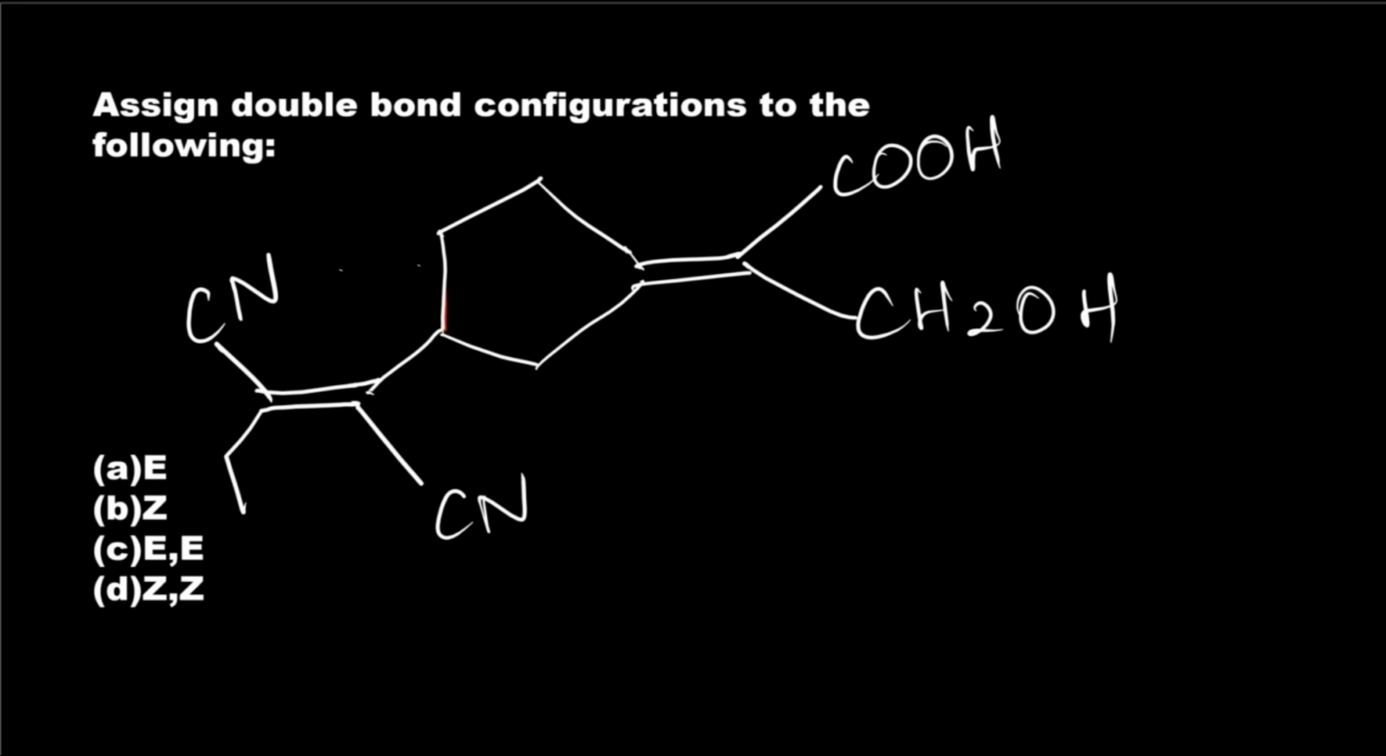Okay, cool. So what are the things we have? Here we have CH2OH, COOH, CN, CN, and the options given are E and Z. Fine. This problem you can solve it in a minute.